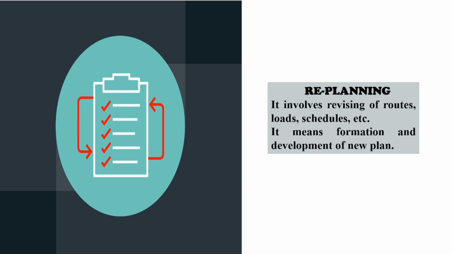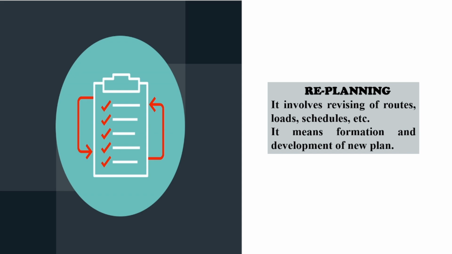Sometimes in manufacturing units, replanning is often required. It involves revising the routes, loads, scheduling and all. Replanning is needed sometimes because of changes in the market conditions, changes in production process, sudden shift of customer preferences, and many more factors like that, which affect the production.